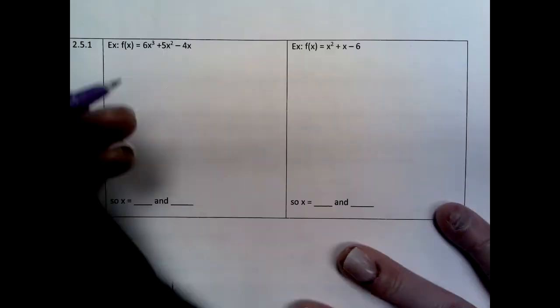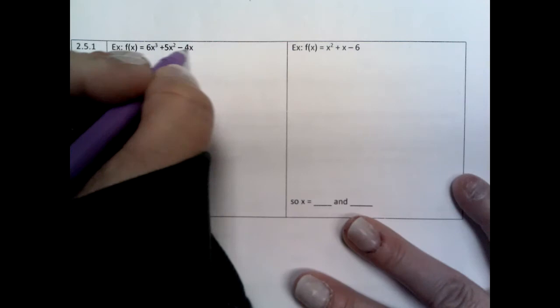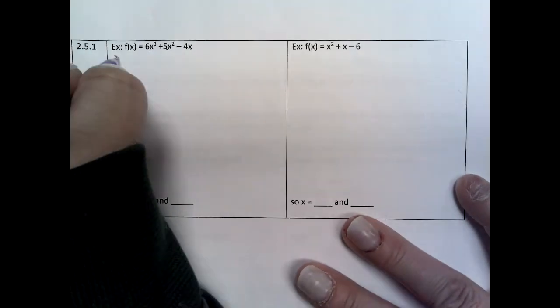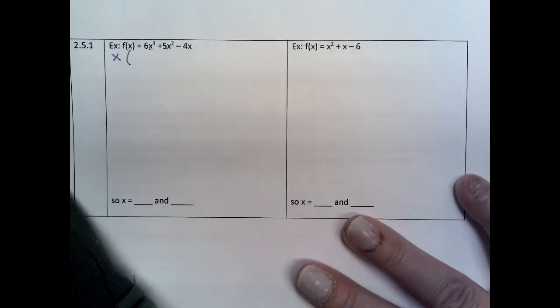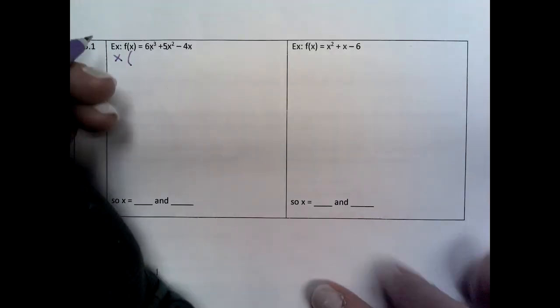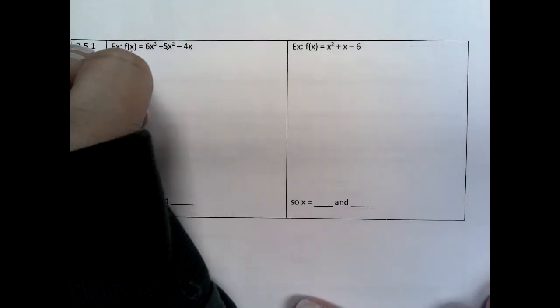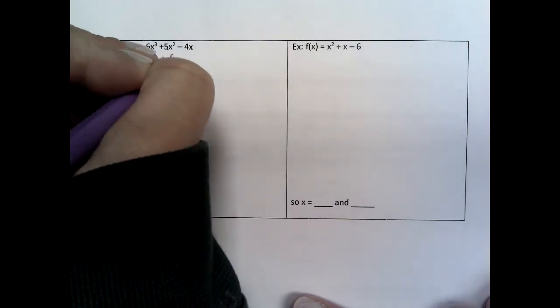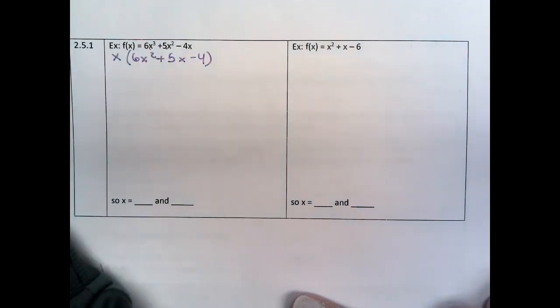So the first thing we're going to do is factor. I always look for a GCF first. In this one, I have an x to the third, an x squared, and an x, so I can take an x out of here. Then I'm going to write down what I'm left with: 6x squared plus 5x minus 4.